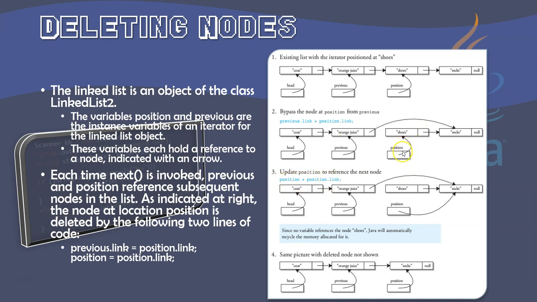And what that's going to do is take this pointer here and move it so that it points to socks. And because there's now nothing really pointing to shoes, Java is going to recycle the memory that's been allocated for it, effectively removing it out of that list, so no more shoes. And so then we get coat, oranges, socks.